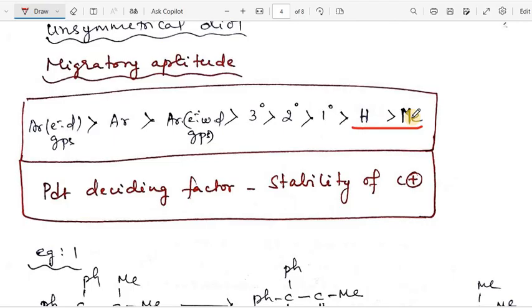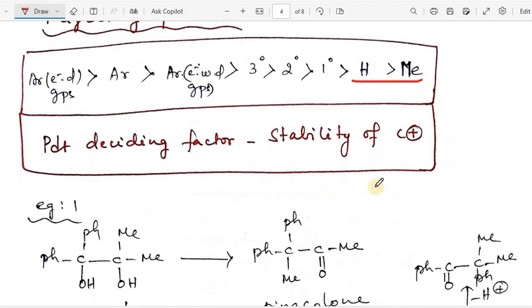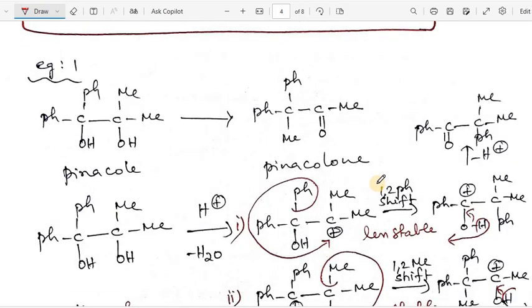Hydrogen will have higher migrating aptitude when compared to methyl. In some books, methyl will have higher migrating aptitude when compared to hydrogen. In some books, they will mention that hydrogen will have higher migrating aptitude when compared to methyl. But the product deciding factor is the stability of the carbonium ion.